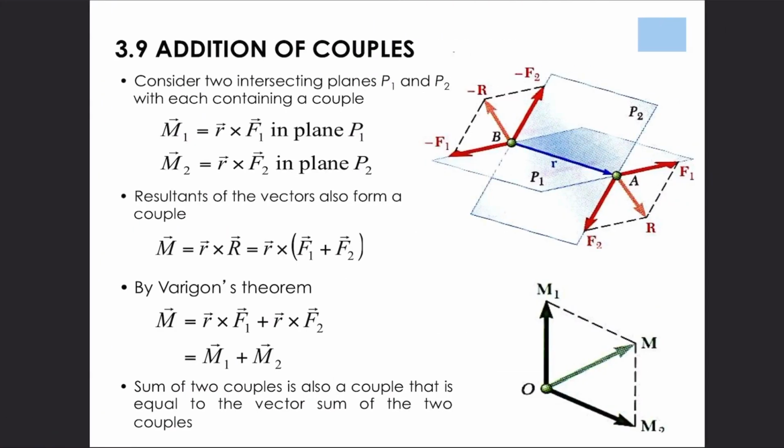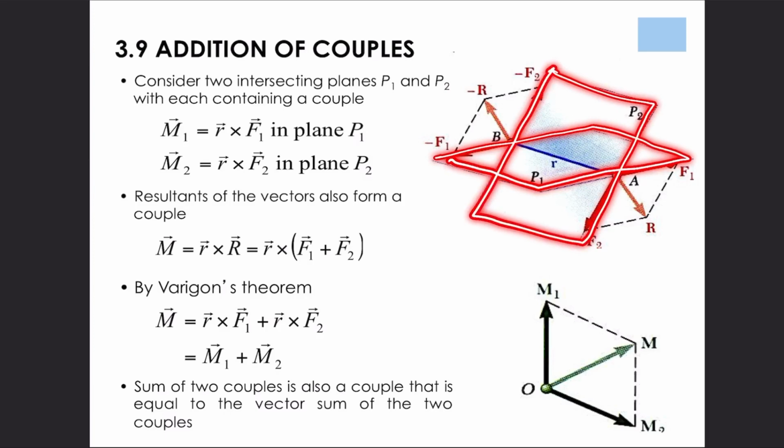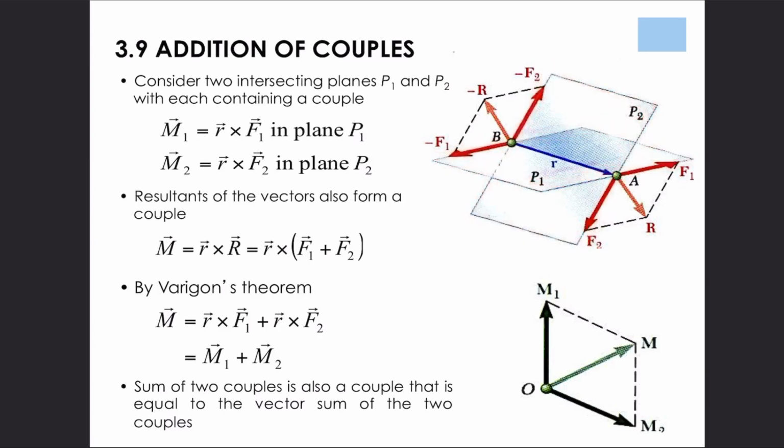So, how do we add couples or moments? Consider two intersecting planes, P1 and P2. So, nalatay plane P1 o plane P2 with each containing a couple. Kay diri sa plane P1 naatay F1 ug negative F1, kini siya is one couple which will tend to rotate the rigid body in that direction. Kanidayon na plane, there exists a couple pod which is F2 na mag-rotate sa rigid body in that direction.